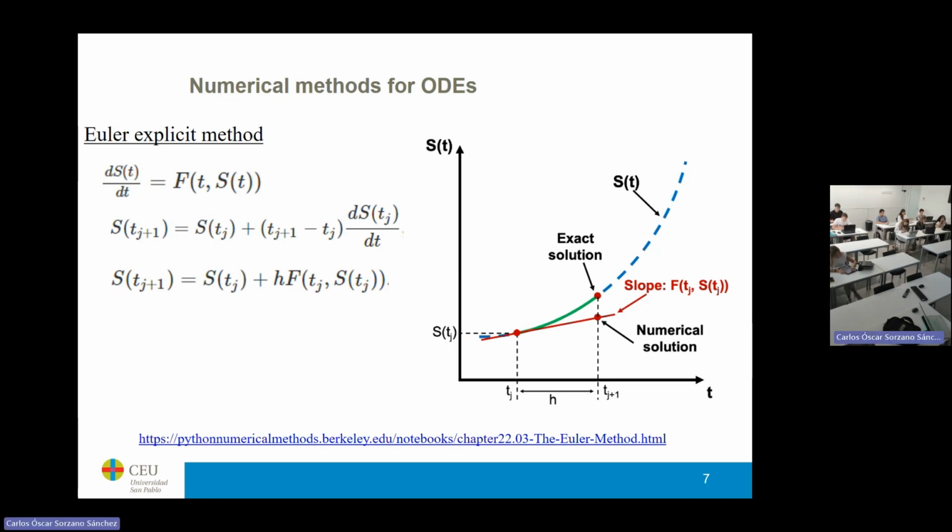Okay, so the change of the state over time is a function of the state and the input. And this is change over time.